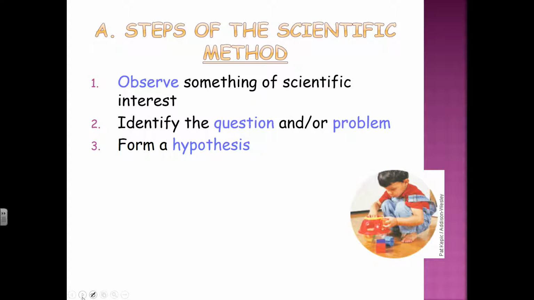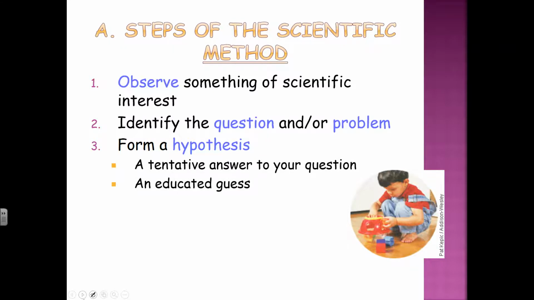Step 3, form a hypothesis. Now, the traditional definition of a hypothesis is that it's an educated guess. A hypothesis is a temporary explanation for what you observed, but it's an educated guess based on your best knowledge, your education, depending on your level of knowledge you may have. It's your best guess as to why what you observed is occurring.